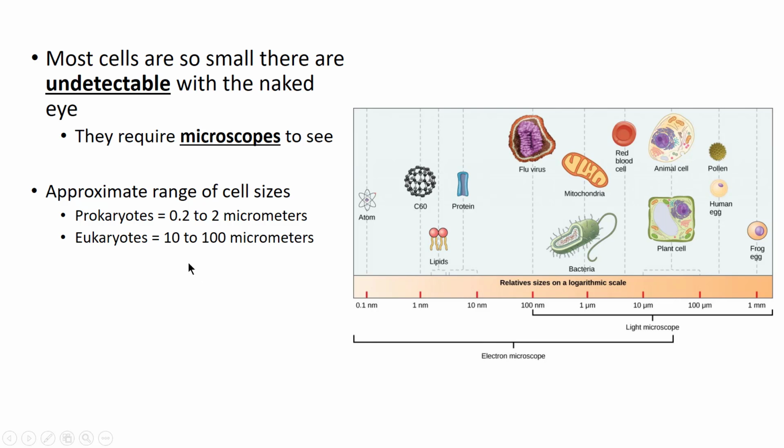Now, eukaryotes are on average bigger, 10 to 100 micrometers, but still typically much too small to see with the naked eye. So by comparison, they're bigger, but still relatively small overall. And remember that eukaryotes are the more complex types of cells.